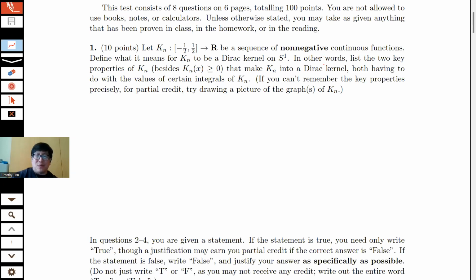I will start with number one. List the two key properties of a Dirac kernel that make K into a Dirac kernel. Both have to do with integrals. The integral over the interval, which, because everything's centered around zero, we generally write for a Dirac kernel as being from -1/2 to +1/2, but it's still the circle.